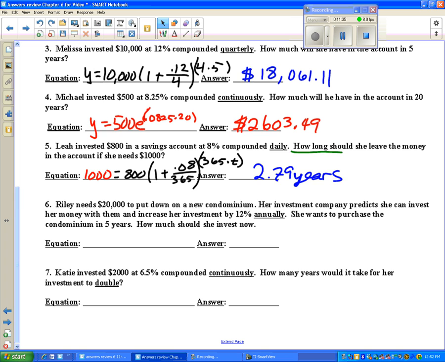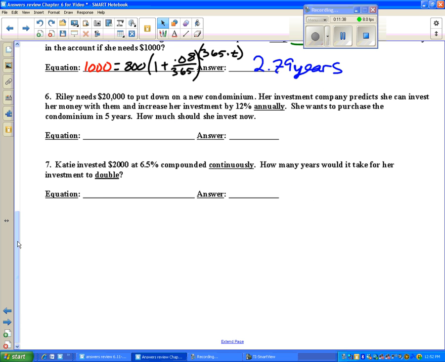Riley needs $20,000 to put down on a new condominium. Her investment company predicts that she can invest her money with them and increase her investment by 12% annually. She wants to purchase the condominium in 5 years. How much should she invest now? So again, this is that same style of problem. I want to end up with $20,000. I don't know how much money I'm starting with, but I'm going to get 12% annually for 5 years. I want to solve for P.